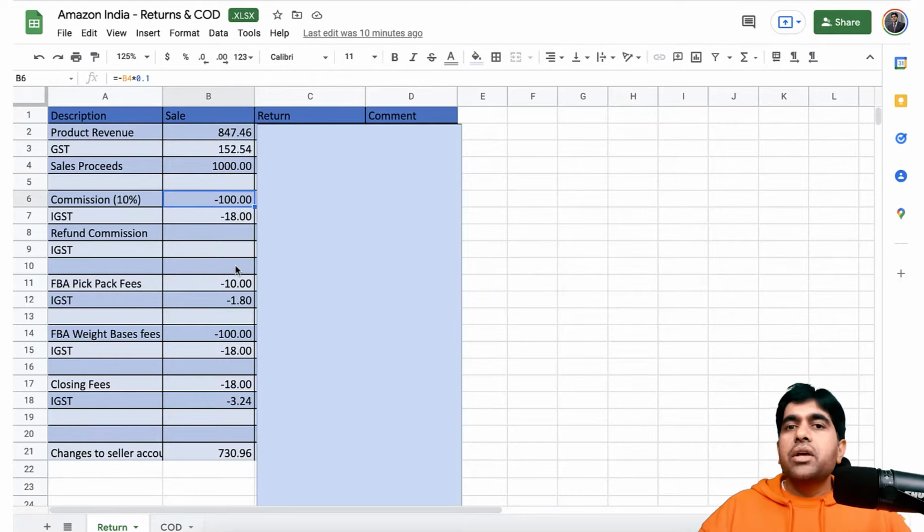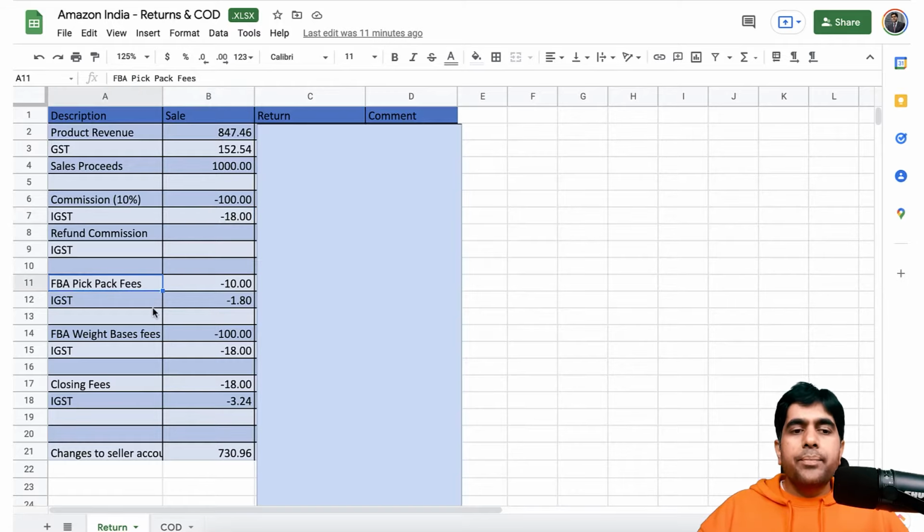And then depending on the category, Amazon charges commissions. In India, it varies anywhere from 5% to 15 to 18% in some categories. Just to make the numbers easier, in this example, I took 10%. So the commission that you pay is 100 rupees on a 1,000 rupee product. And don't forget the GST. On every cost component, you have a GST component. So you have a GST of 18 rupees.